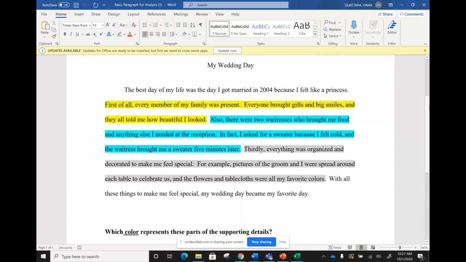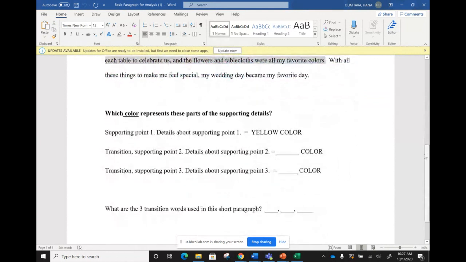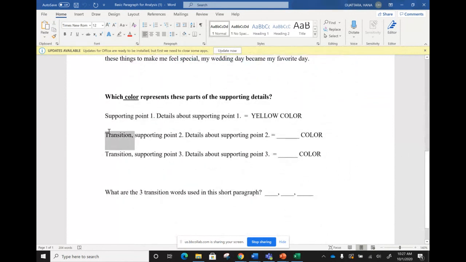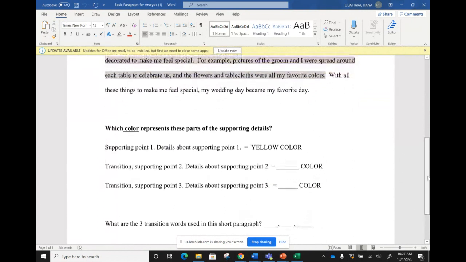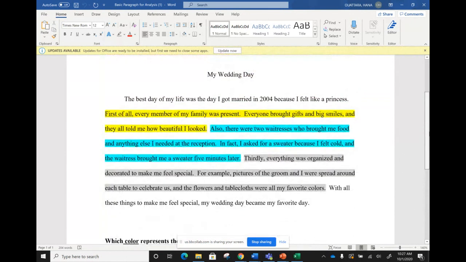Then I'm going to give you about 10 minutes and I want you to look at the other part. You're going to look for the transition, supporting point 2, and details about supporting point 2, and tell me what color that is. And then on and on, and focus a little bit on the transition words. Okay, does everybody know what we're doing? Yes. Any questions? Everybody's good.